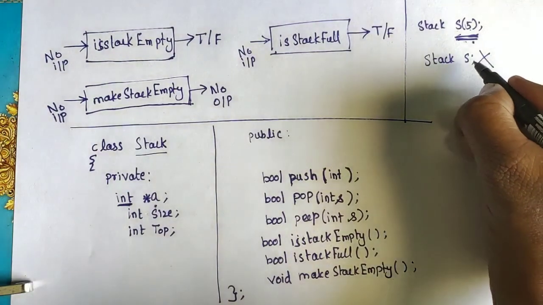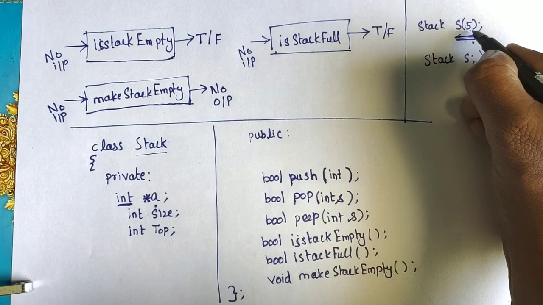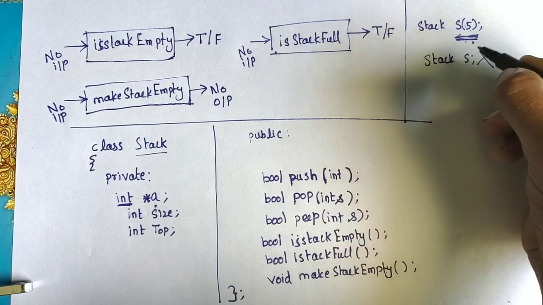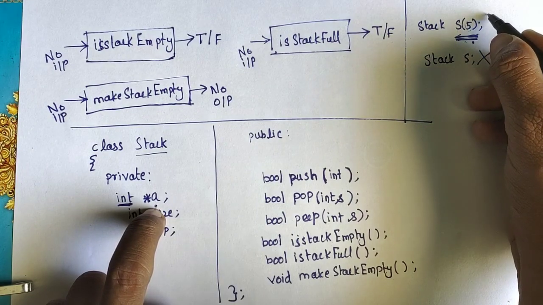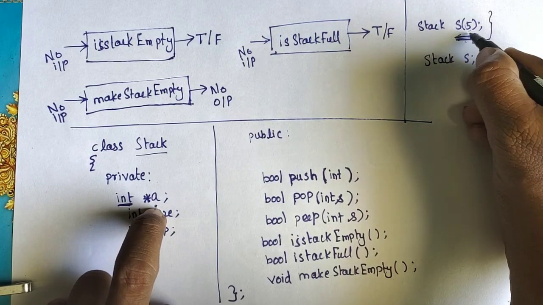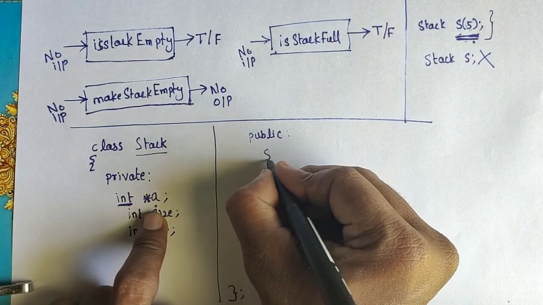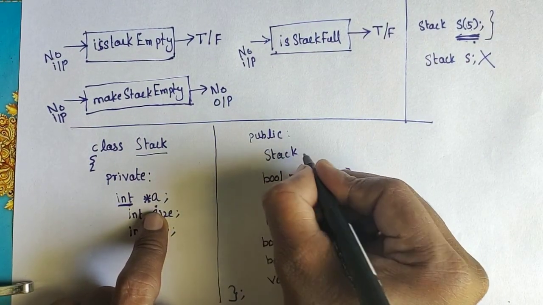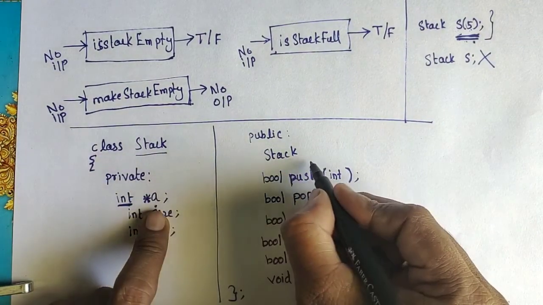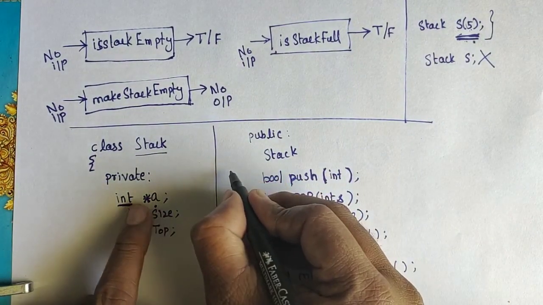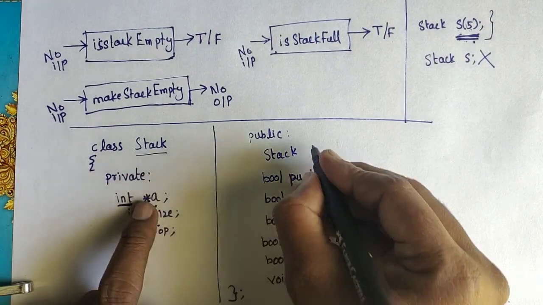So whenever you want to create the stack, I'm always going to pass the size. Then only the array size can be fixed. So I'm always going to use this syntax to create the stack, so I need to add a constructor called stack. A constructor is nothing but a function whose name is the same as the class name. There is no return type for the constructor. This is similar to a function, but there is no return type.